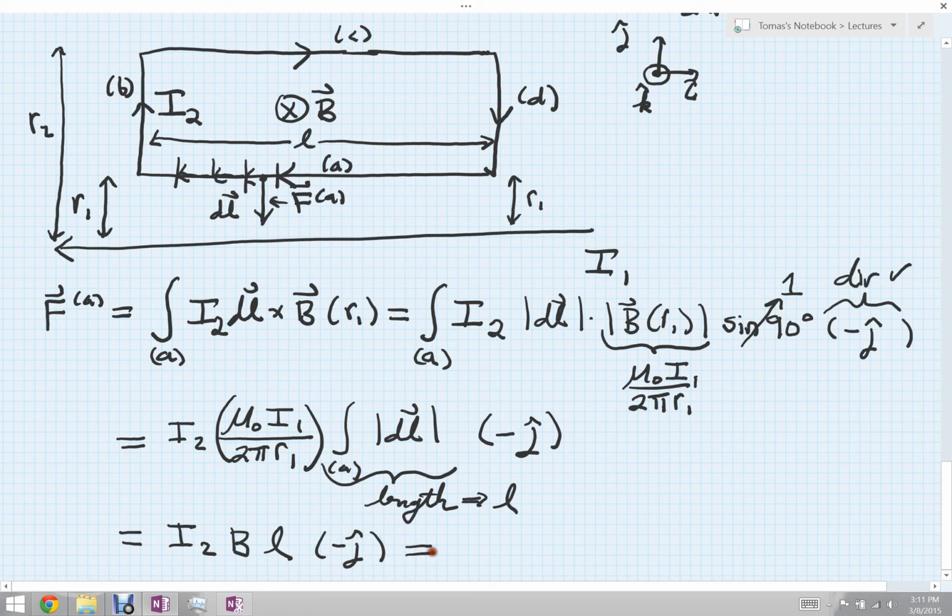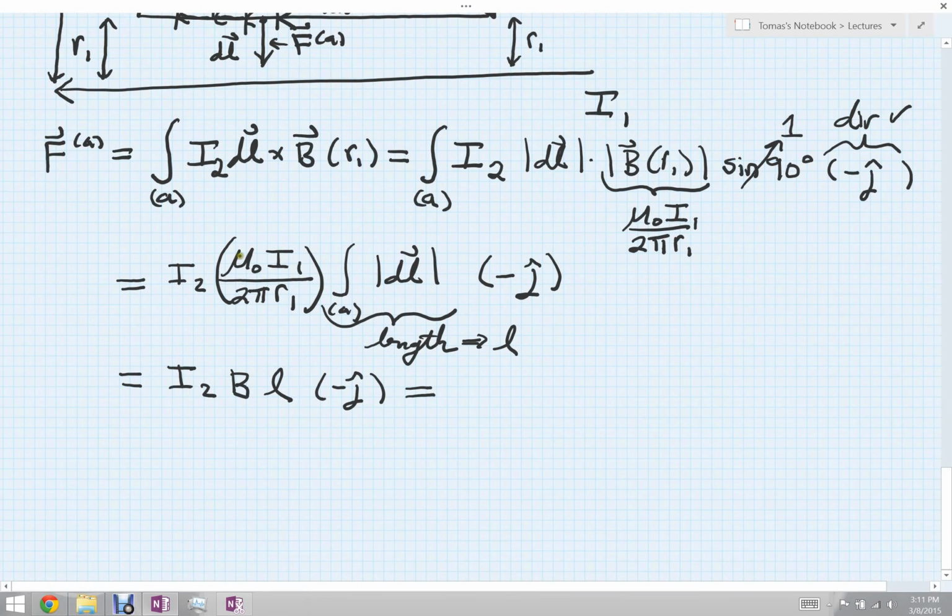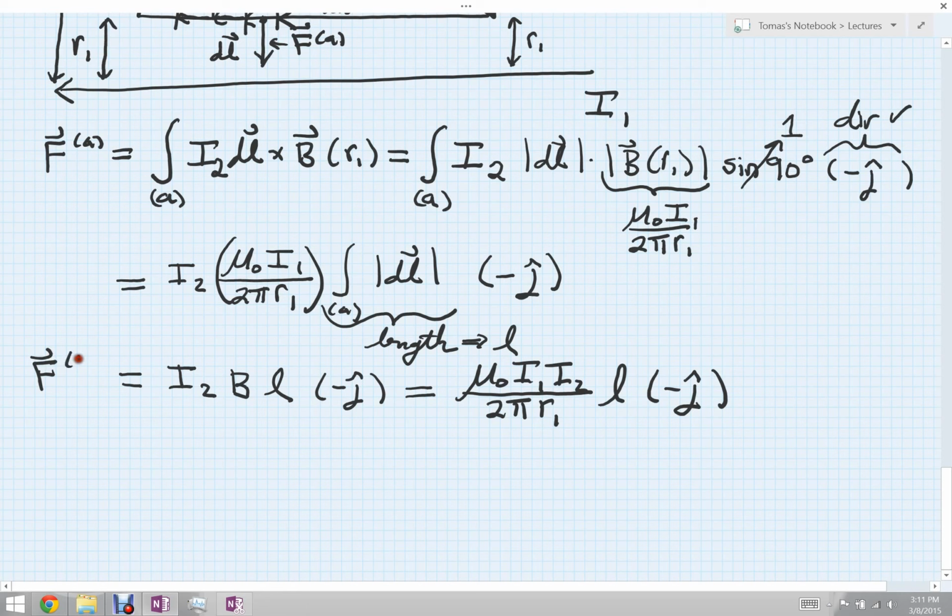Or if I want to write it out in terms of all of the given variables in the problem, I've got a factor of mu naught, both factors of I, that goes on top. So I have mu naught I1, I2 going on top. Then it's divided by 2 pi times the distance between those two wires, which was just R1. There's then also a final overall factor of length and a direction minus j hat. So that then is the total force on side A. It would look like this.